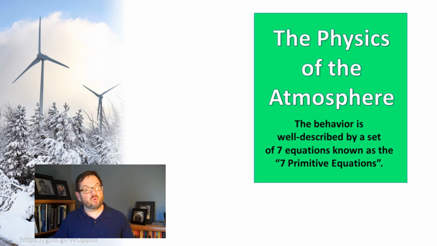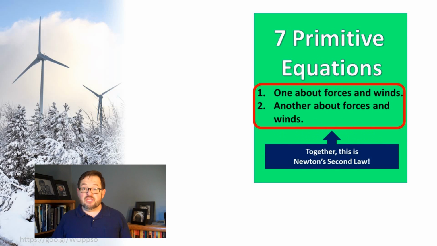It's a system of 7 equations that are describing how the winds will change, how the pressure will change, how the temperature will change, how any of the properties of the atmosphere will change. It's a system of 7 equations, and all of those equations are horrible. 2 of the equations are actually old friends to us in this class. They're equations that are about the relationship between force and the wind. And we actually saw forms of these equations way back when we learned about pressure gradient force, Coriolis force, centrifugal force, gravity, etc. They're actually just ways of saying Newton's second law.